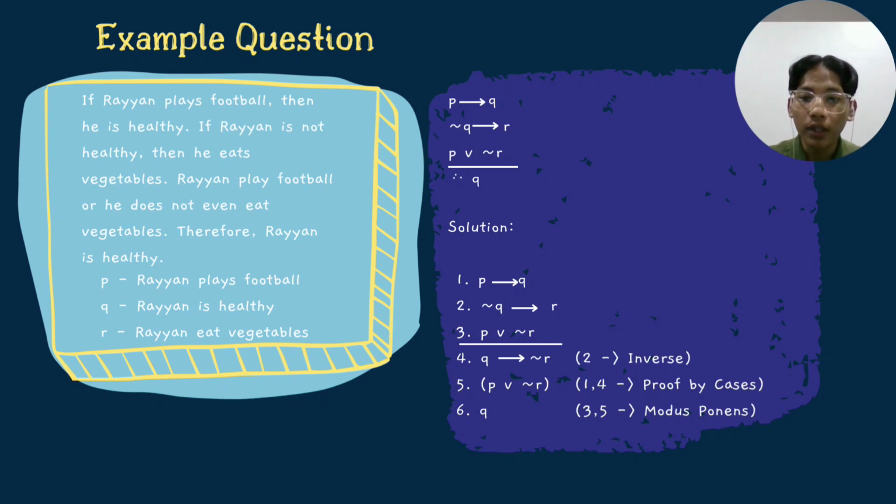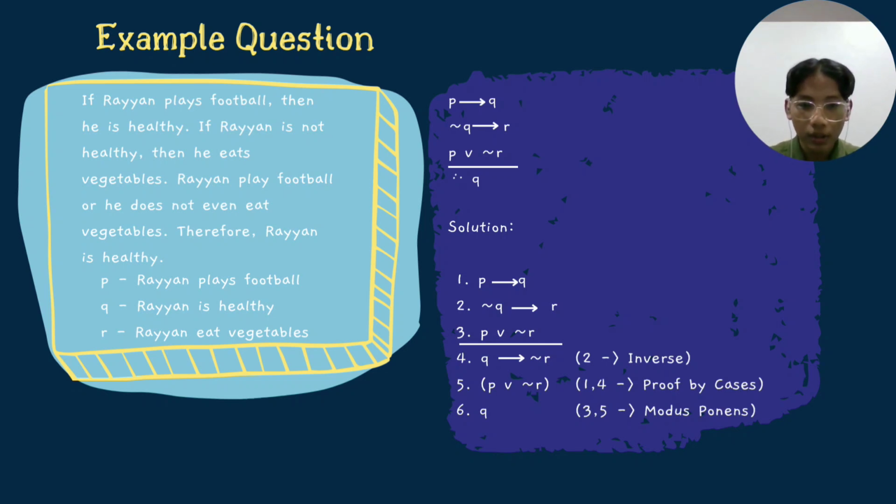So, if Ryan plays football, then he is healthy: P implies Q. If Ryan is not healthy, then he eats vegetables: not Q implies R. Ryan plays football, or he does not even eat vegetables: P or not R. Therefore, Ryan is healthy. So the conclusion is Q. So the solution is we need to list the three premises first, which is P implies Q, not Q implies R, P or not R.